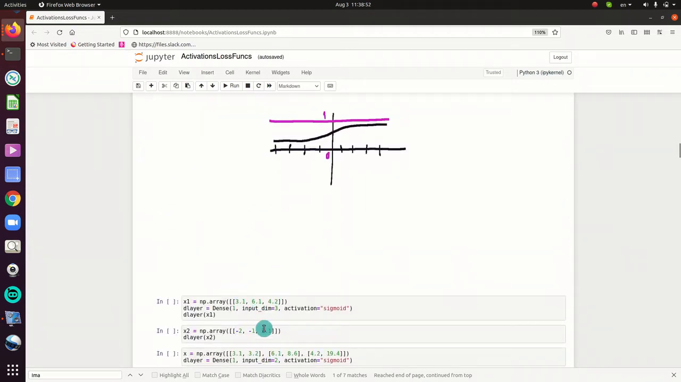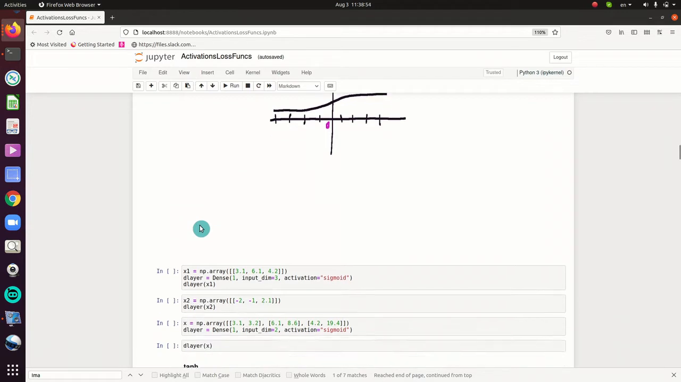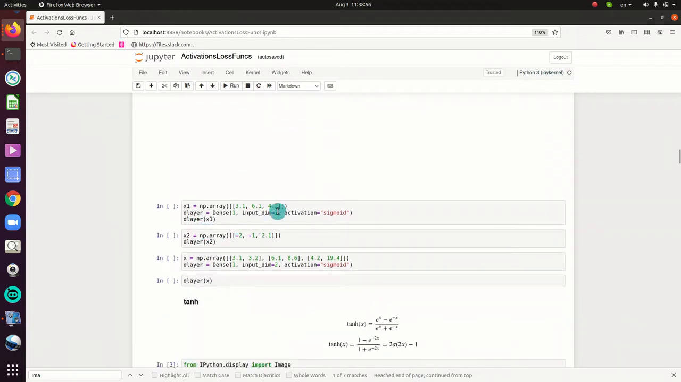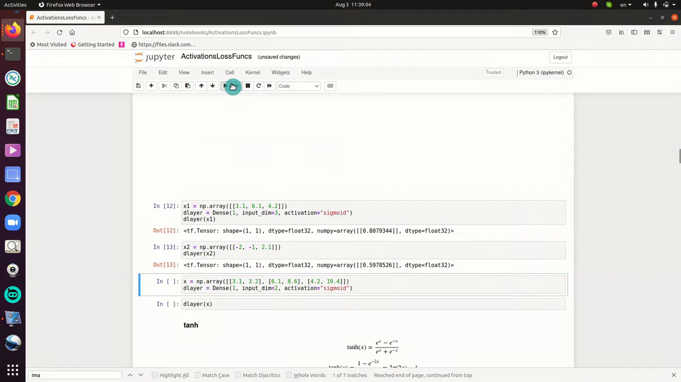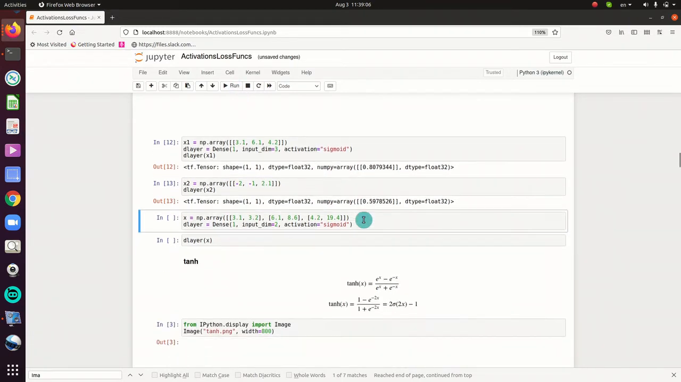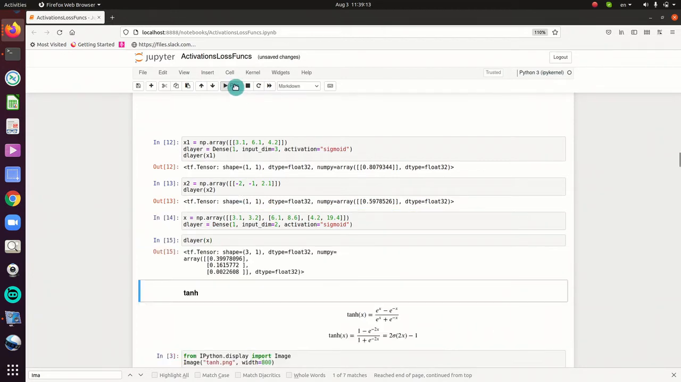Let's try some examples. Here is the example. Again, dimension is 3, it's one batch. I want to output one value between 0 and 1. Okay, I get this one. Let's try this. This is 0.5. Now I will transform a batch of 3 inputs. Here it is. Everything is between 0 and 1.